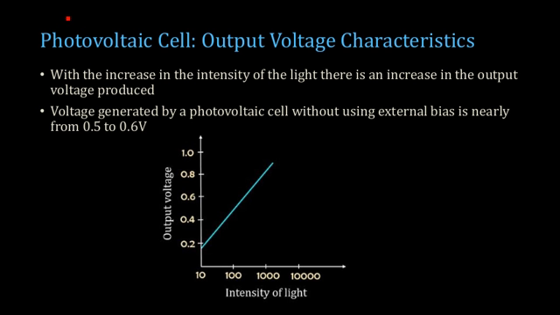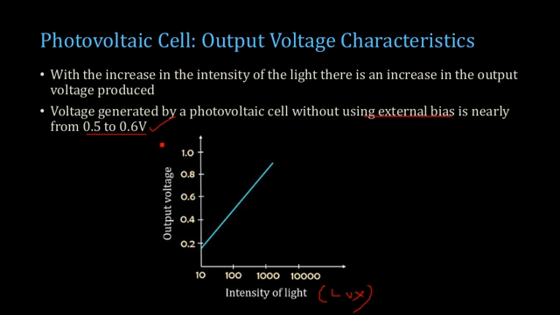Now we'll look at the output voltage characteristics of a photovoltaic cell. As the light intensity, which is measured in lux, increases, the output voltage produced also increases. Generally, without any external biasing, or without any external source of energy or a battery, the photovoltaic cell is able to generate a voltage in the range of 0.5 to 0.6 volts. So this is the voltage that a single photovoltaic cell can generate once it is illuminated with some solar radiation.